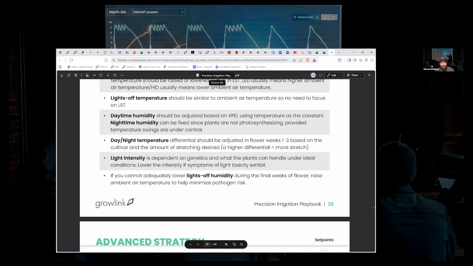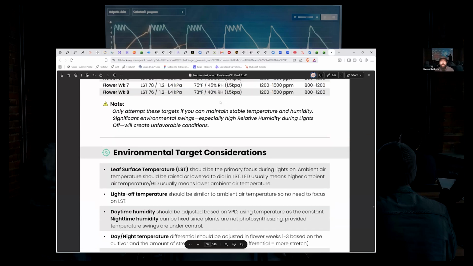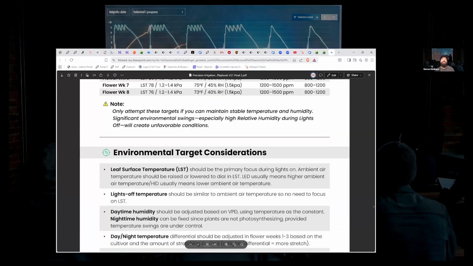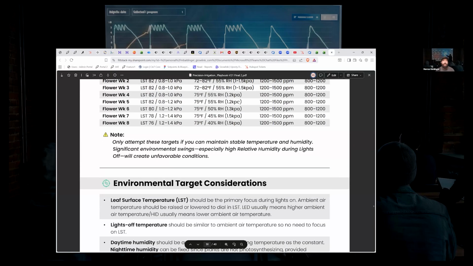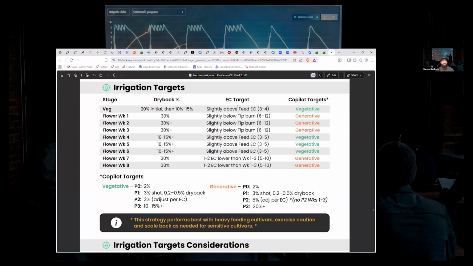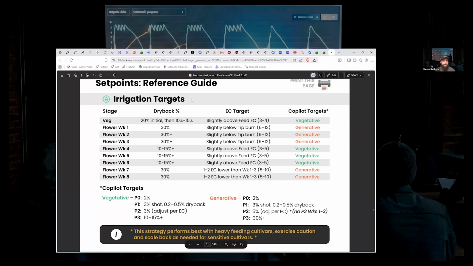It's another reason why I would do this right here: if I can't keep water moving through via low RH, I'm cranking up the temps to make sure that I can help prevent all those other issues from happening. Okay, no more questions. We can go to irrigation.